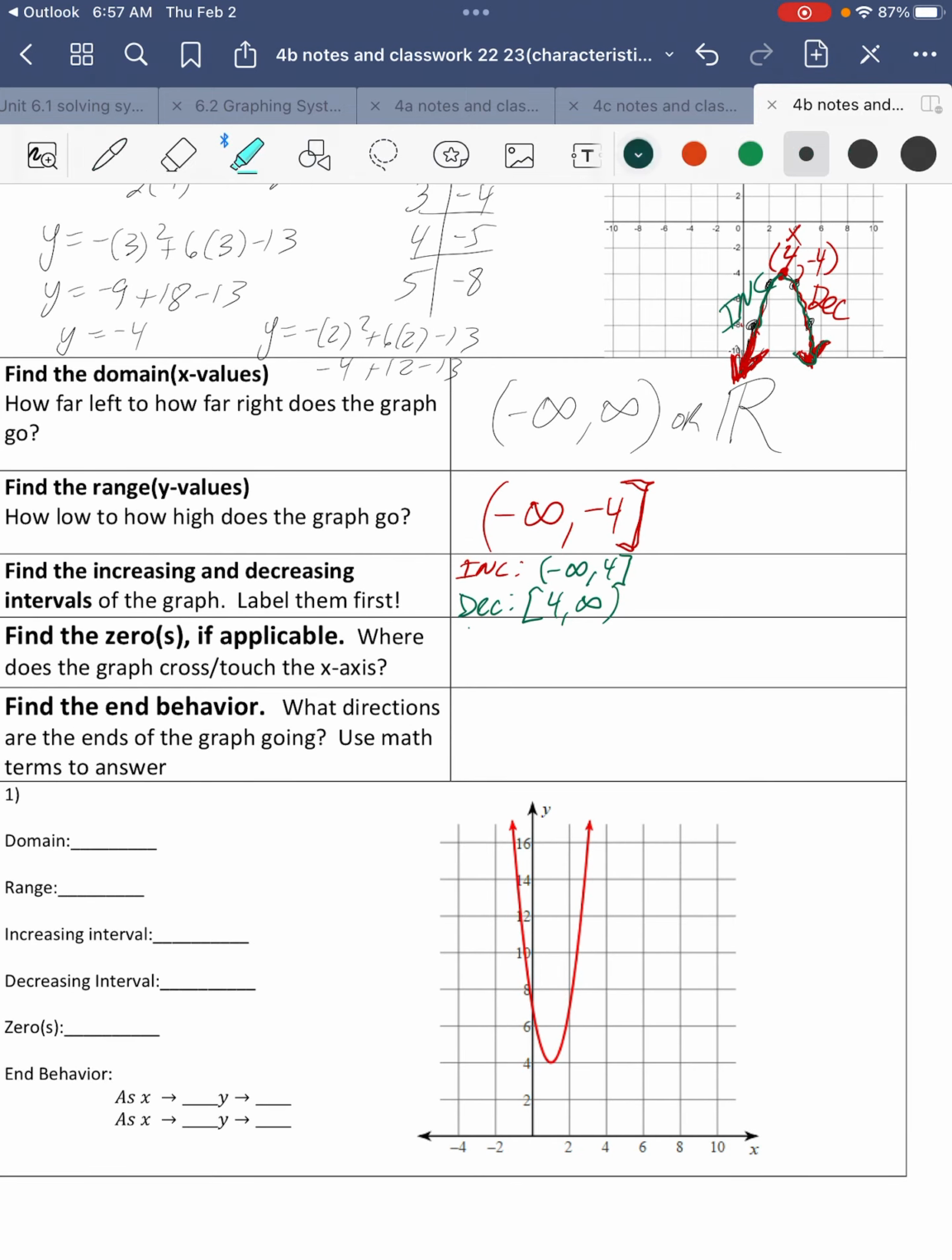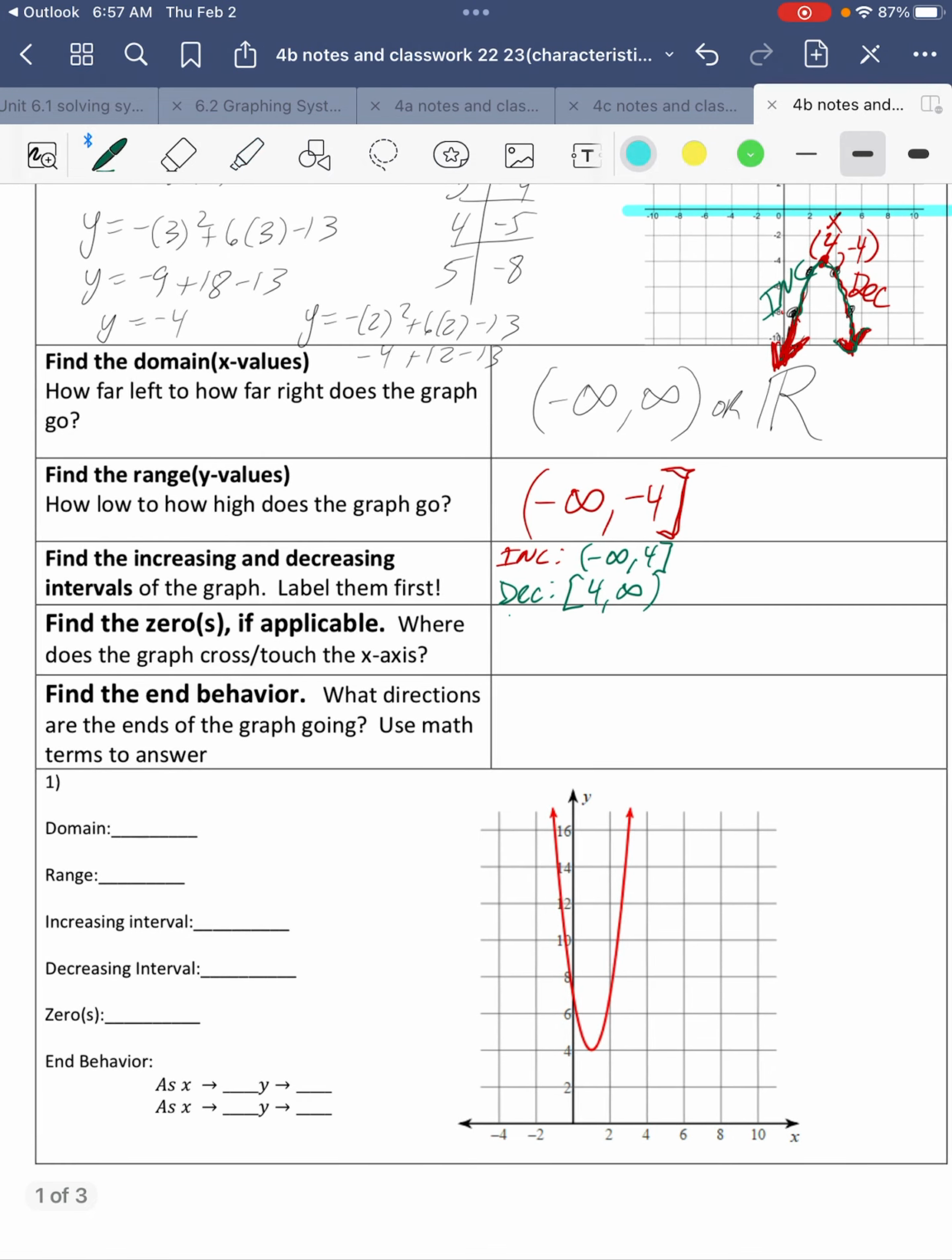Zeros means where does it cross the x-axis? Where does it touch the x-axis? Well, this doesn't. So we're going to say none.